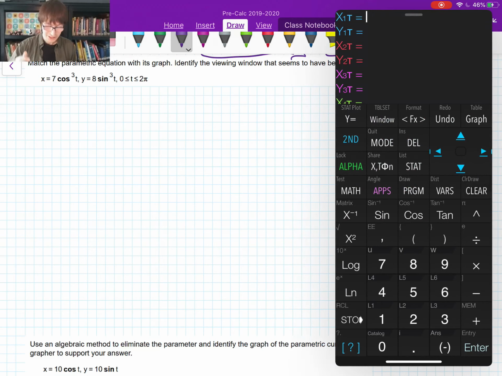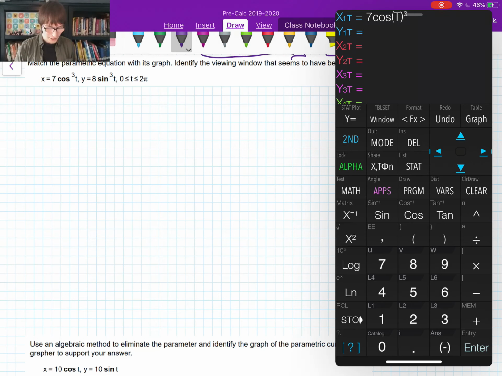And we're just literally going to graph it and see what it says. So 7 cosine of t. Now we can't just do cosine cubed t. What cosine cubed t actually is, is cosine of t, cubed. You might be more familiar with that, or you might not be. But just remember that you can't put in cosine cubed t. You've got to put in cosine t cubed. So that's all that's happening there.